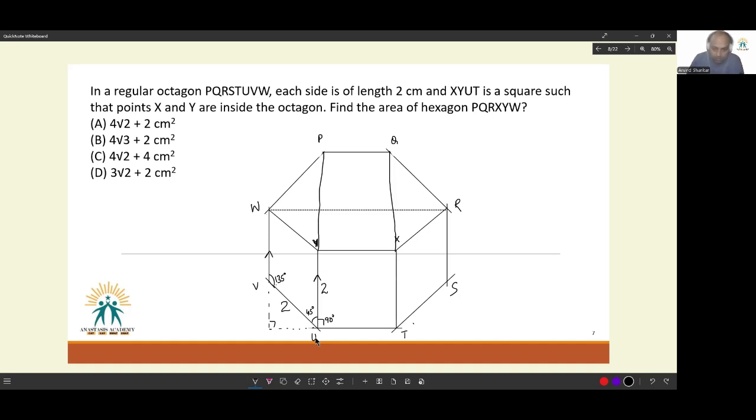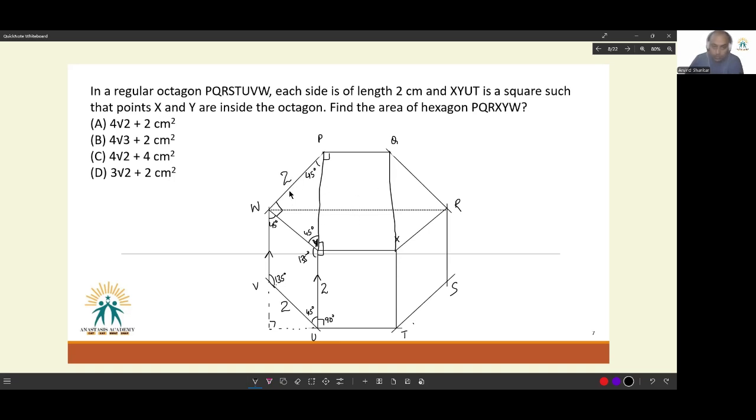WV is parallel to YU. So this is 45, this is 135. This will be 45. This will be 135. This is 90. This is 90. So this will be 45. This will be 90. This will be 45 again. This will be 90. Okay.